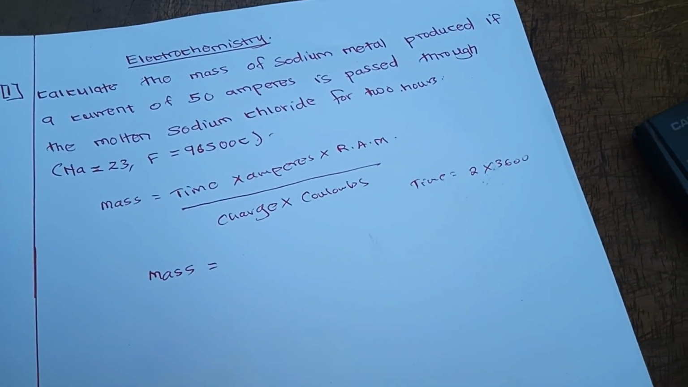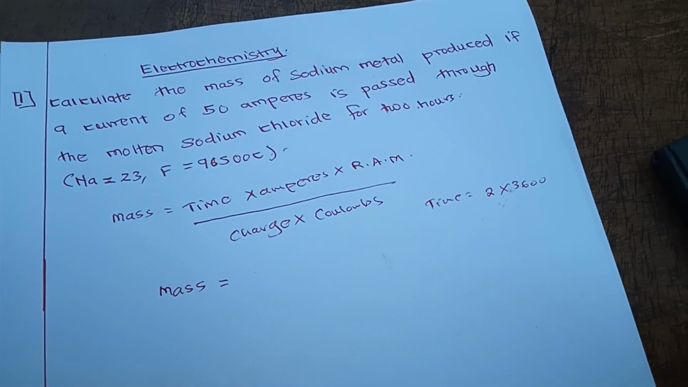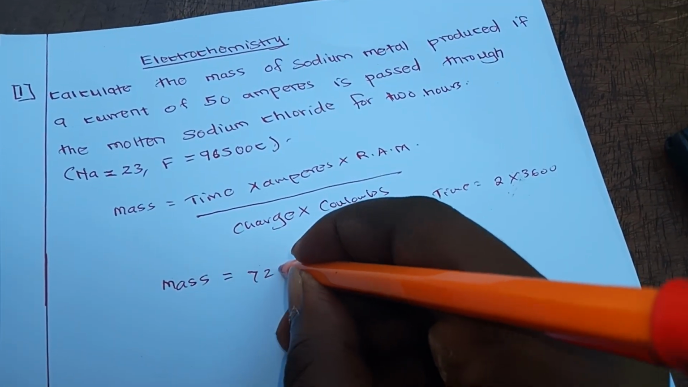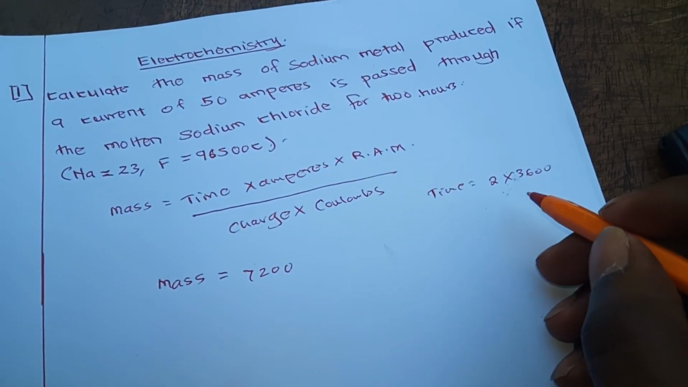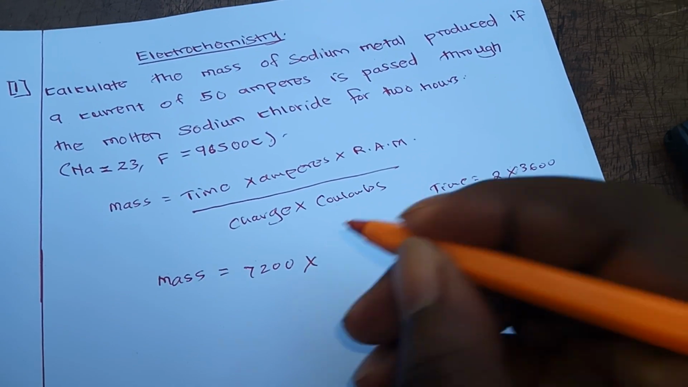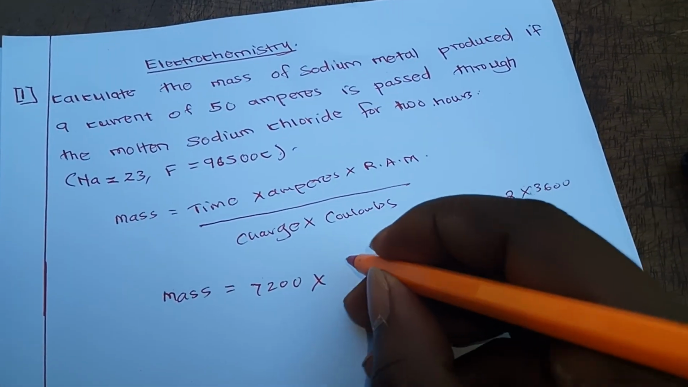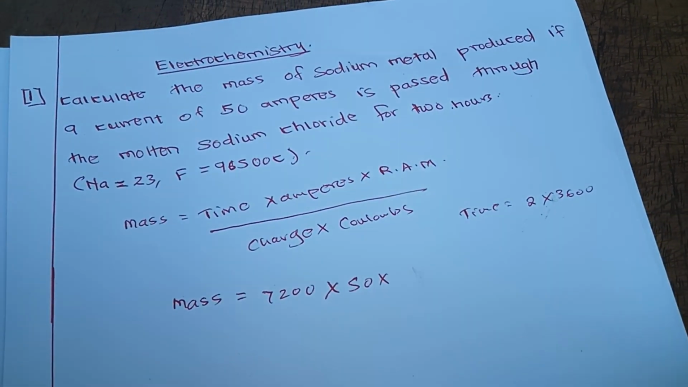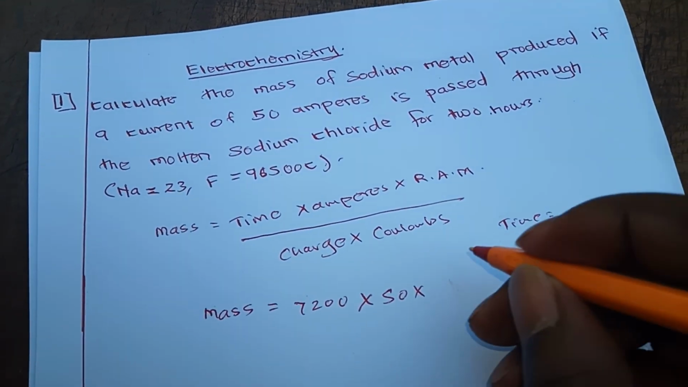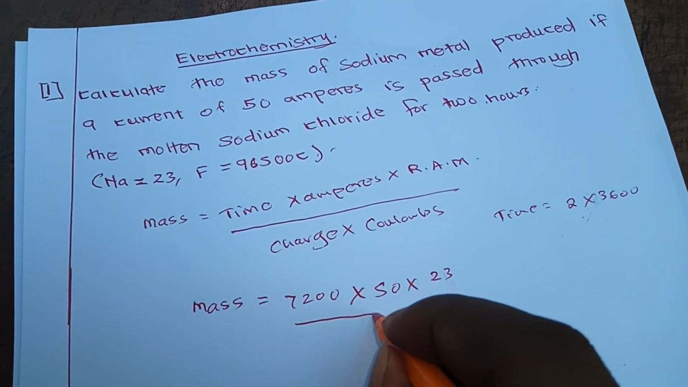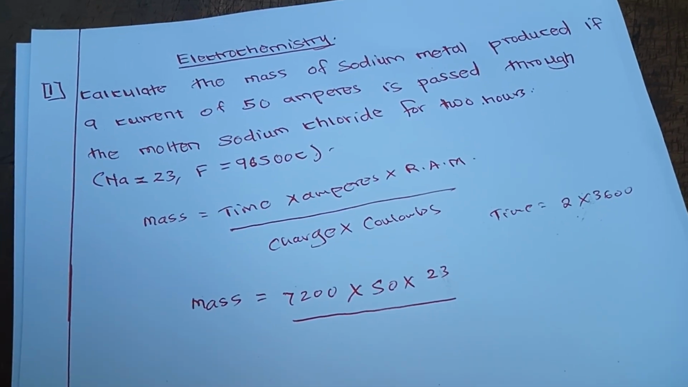So that will give us 7,200. So we are going to have 7,200. Don't forget that the time is in seconds, times the amperes, which are in the question, 50 amperes, times the relative atomic mass of sodium, which is 23, all over the charge of sodium.